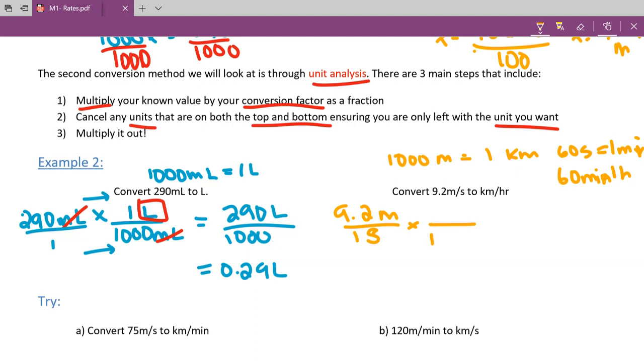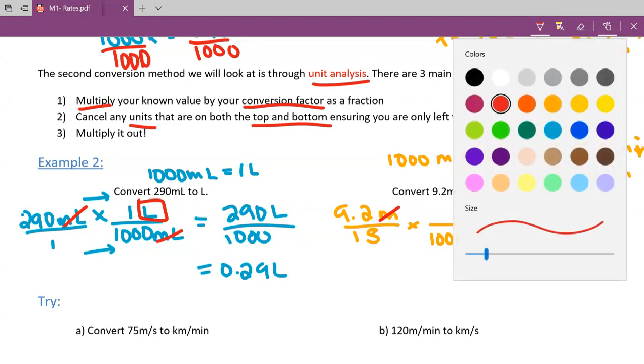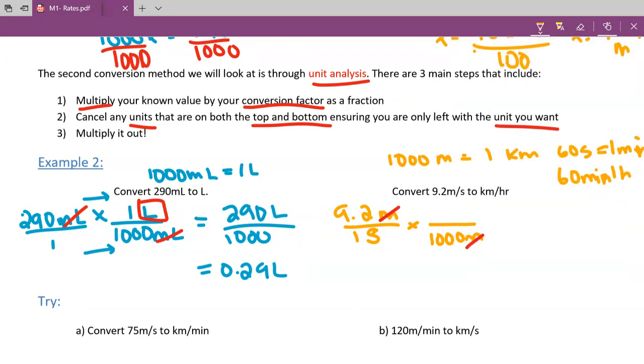So meters, again, I want that to show up on the bottom so that I can get rid of it, right? So that meters can cancel out across the top and bottom. Things can't cancel out side by side, but they can cancel out numerator and denominator. And we know that that's equal to 1 kilometer. Again, this has to be my conversion factor, right? I have to be stating a true statement. There is 1 kilometer for every 1,000 meters. So we're good on 1 unit. I'm successfully in kilometers in the top of my fraction, which is what my final goal is.